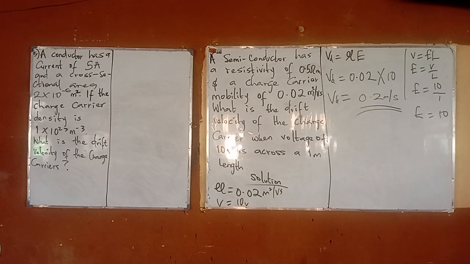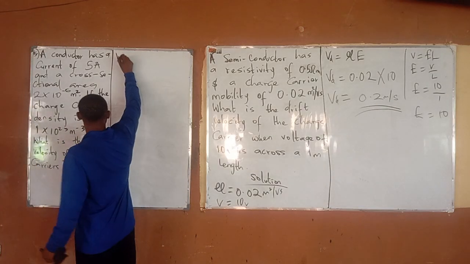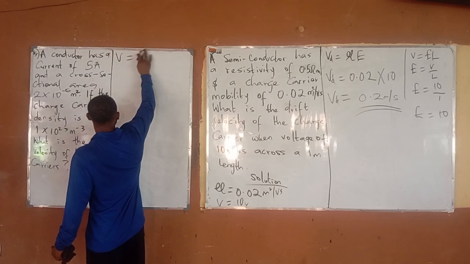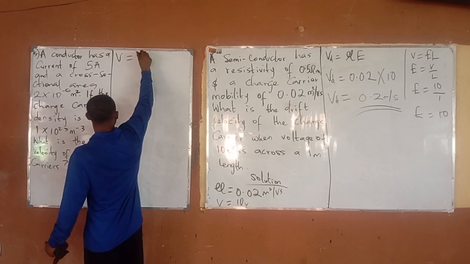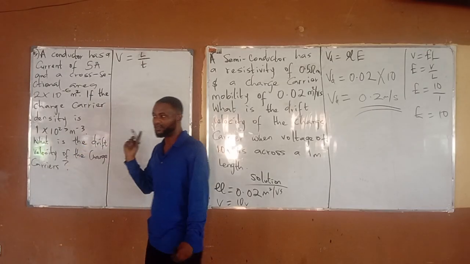A conductor has a current of 5 ampere and a cross-sectional area of 2 times 10 raised to the power minus 6 meter squared. If the charge carrier density is 1 times 10 raised to the power 29 per meter cube, what is the drift velocity of the charge? Do you remember all the formulas I gave you for drift velocity? You don't remember? I have been reminding you. The first one I gave you is V equals, instead of S over T, L over T.